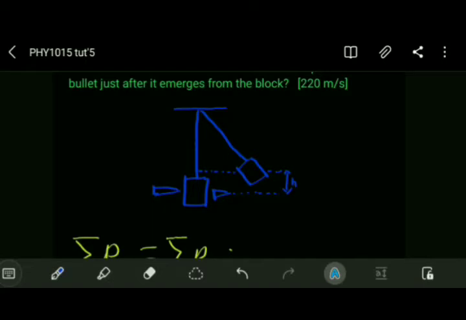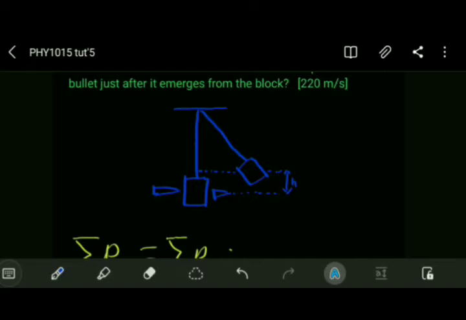The block as well, after being hit by the bullet, is going to move in the direction of the bullet, except that this time it's attached to a string, so it can't follow the same direction of the bullet, but instead, because of the string attached, it will simply rise to some height. As it rises to this height, it's going to gain some potential energy.